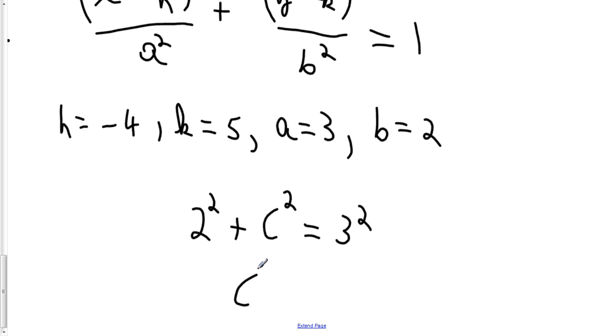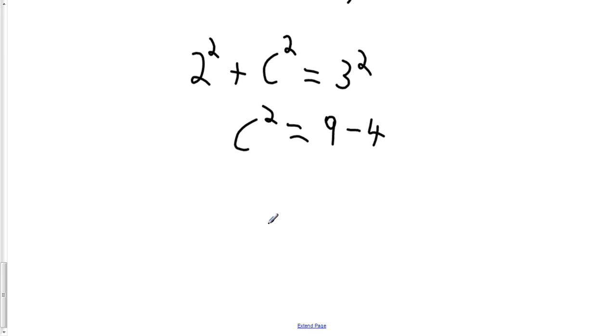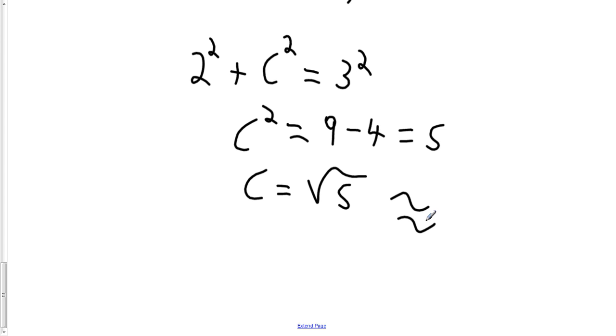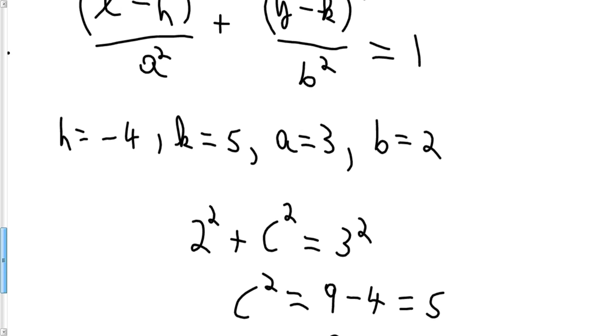Or we get c squared is equal to 9 minus 4. And that says that c is the square root of 5. 9 minus 4 is 5, right? And then you take the square root of both sides. You get c is the square root of 5, which is approximately 2.24. So now we have everything we need.